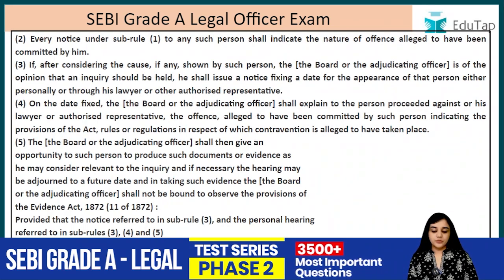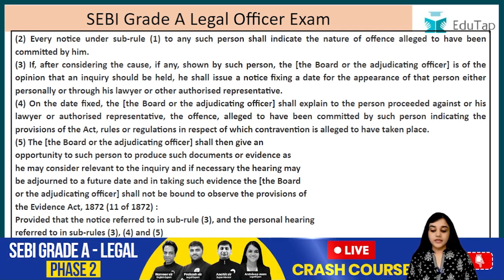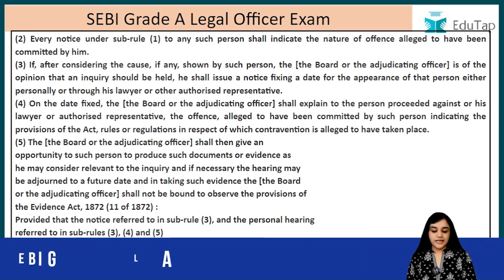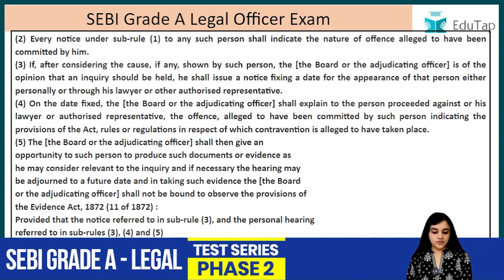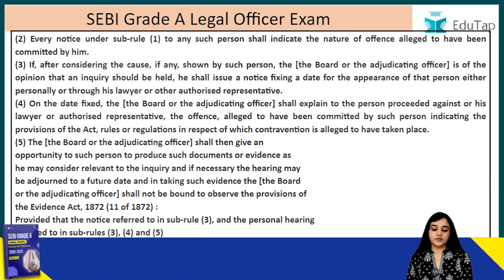Every notice under sub-rule 1 to any such person shall indicate the nature of the offence alleged to have been committed by him. So that notice will also indicate the nature of the offence that he is alleged to have committed. Third, if after considering the cause, if any, shown by such person, the board or the adjudicating officer is of the opinion that an inquiry should be held, he shall issue a notice fixing a date for the appearance of that person either personally or through his lawyer or other authorized representative.